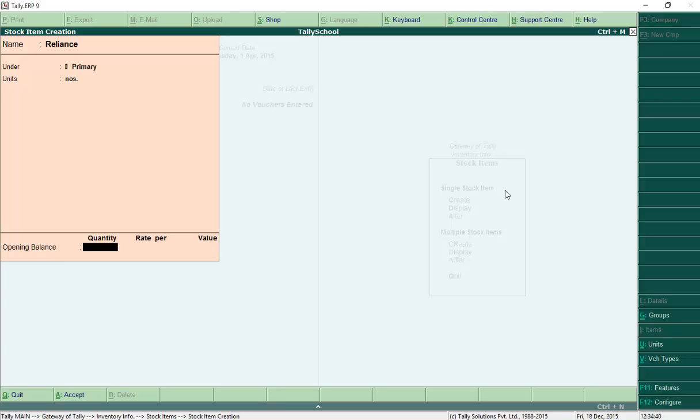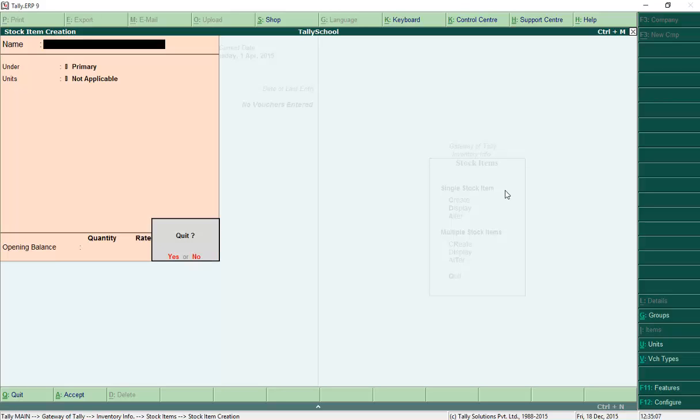You can also create different units like kg, liter, centimeter, meter, etc. Opening quantity, we will not enter, because we'll first buy it and then we will sell it. So press enter. So we have created a stock item also. Now we'll finally create the entry for the stock market in Tally as trading.